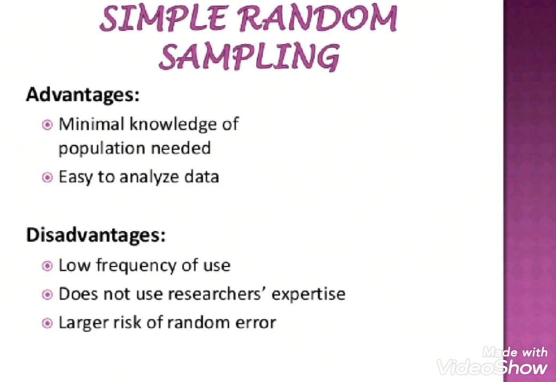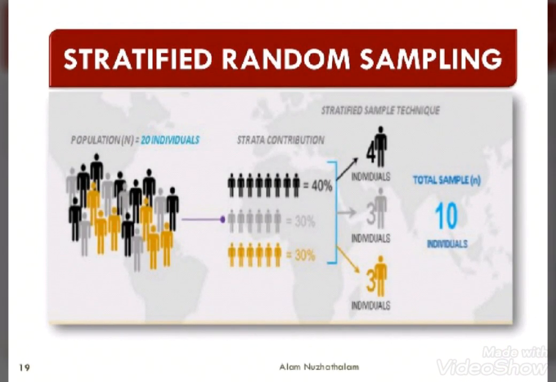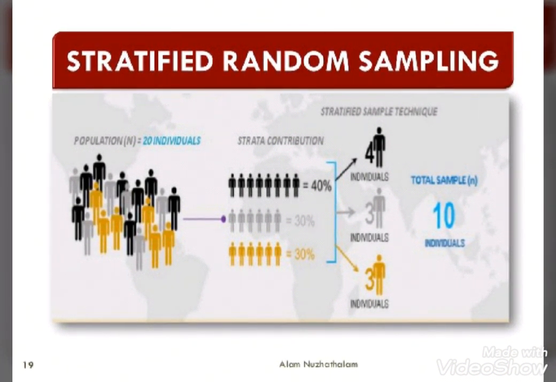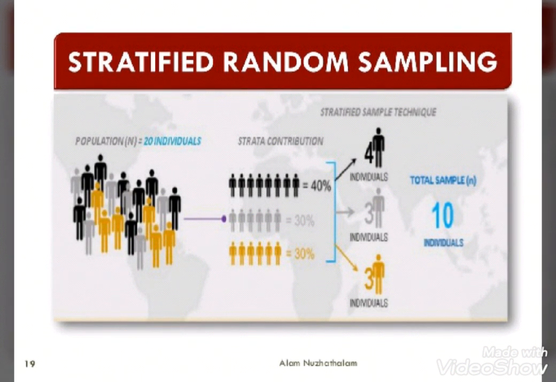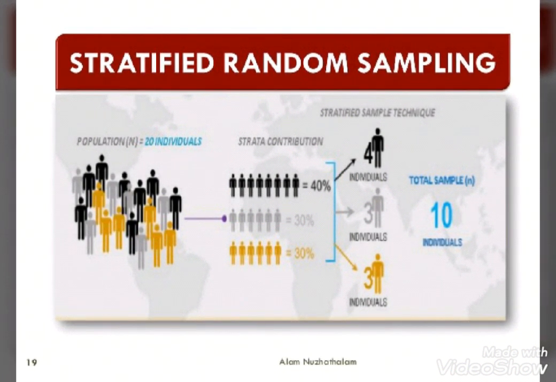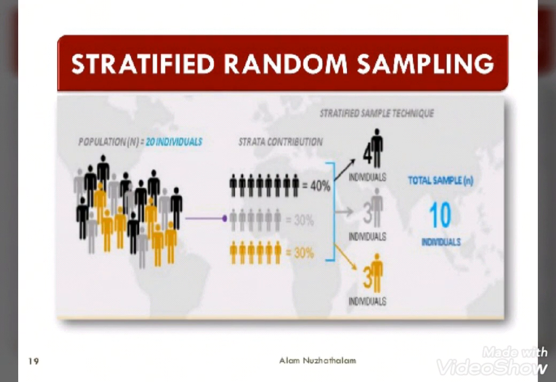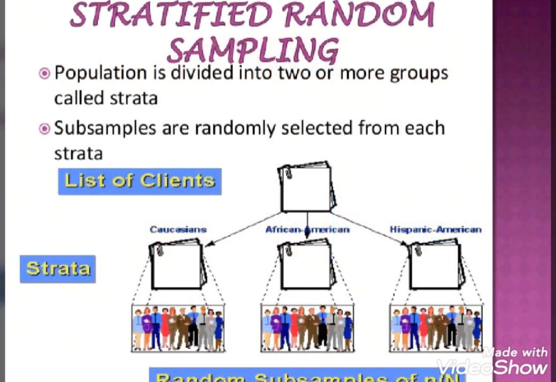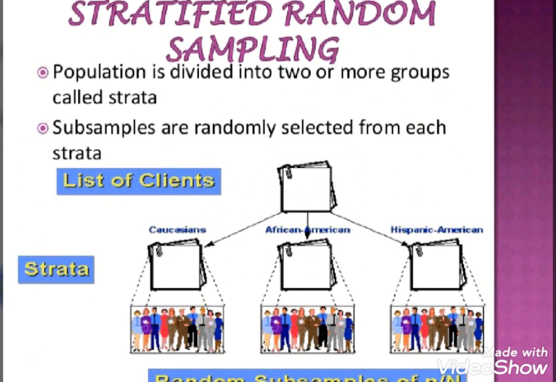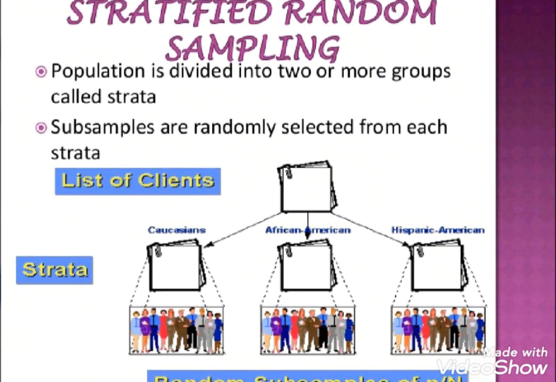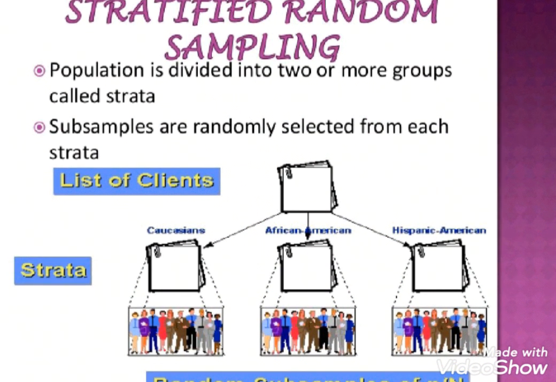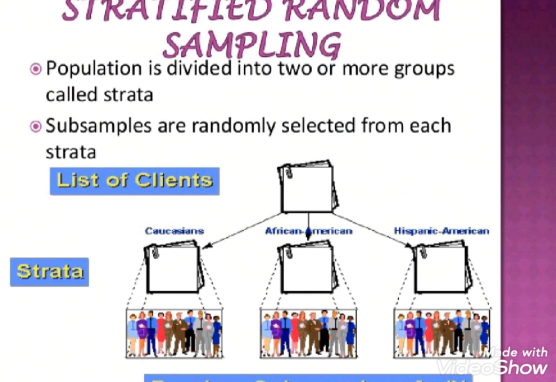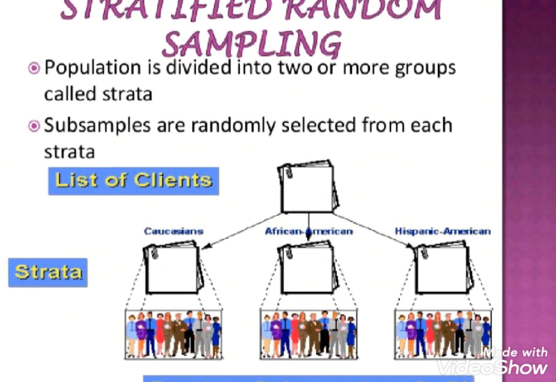Then we will go to the next, stratified random sampling. In stratified random sampling, we are mainly dividing the people into different groups based on their appearance, or on their characteristics. The groups you are dividing into are called strata, and hence this sampling technique is known as stratified random sampling. The population is divided into 2 or more groups called strata. Subsamples are randomly selected from each stratum. So after dividing, you collect samples based on your requirement. This is stratified random sampling.